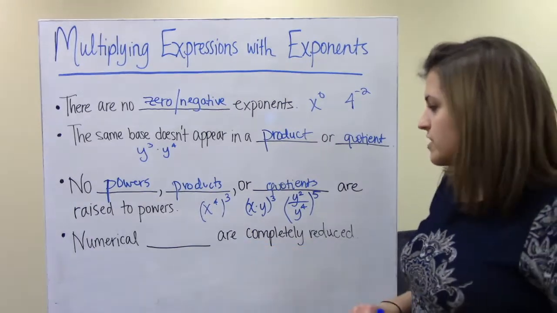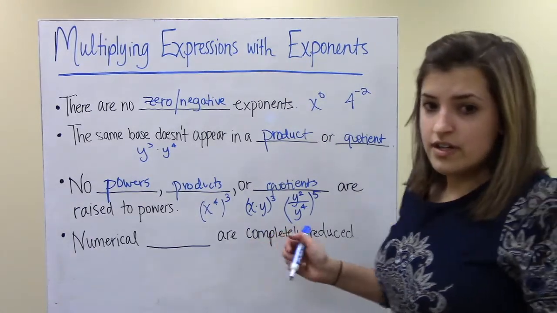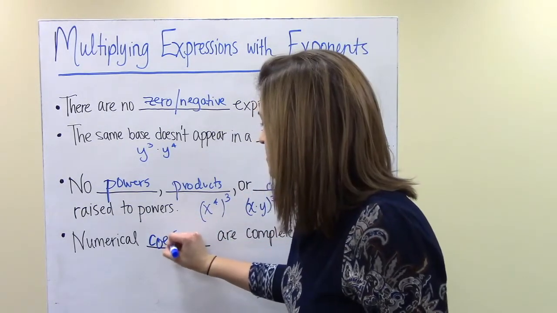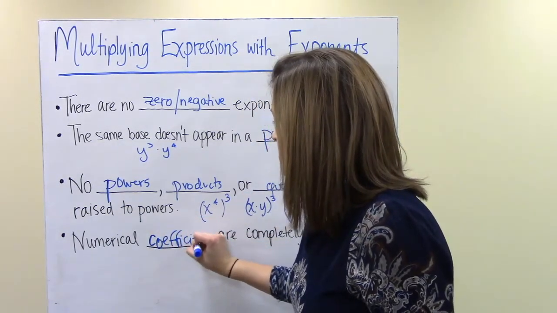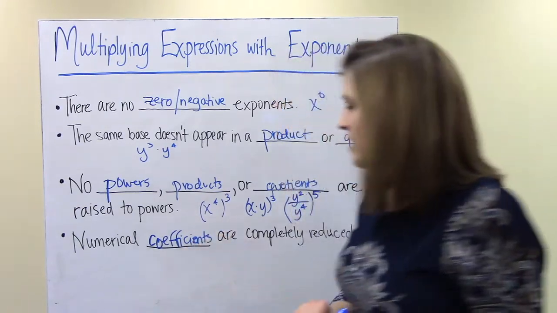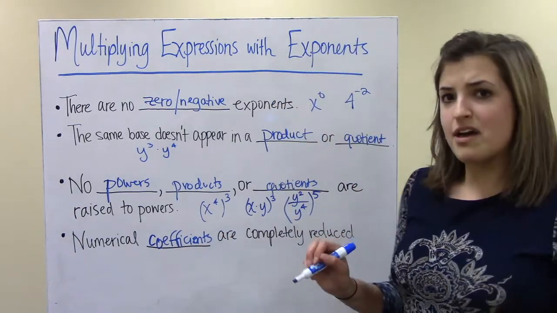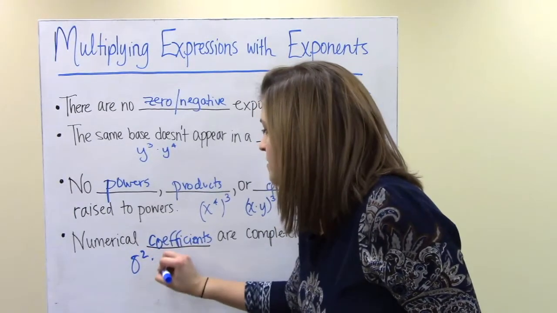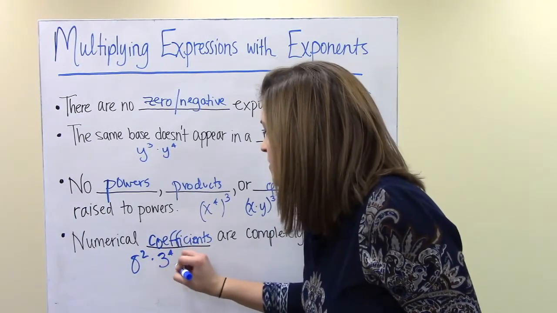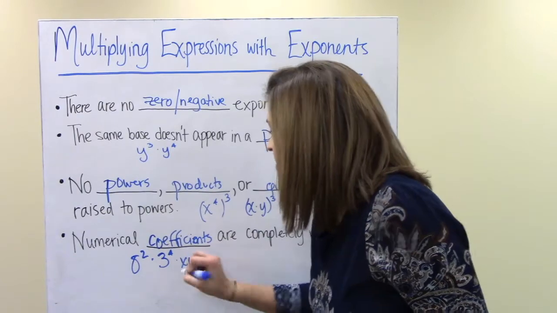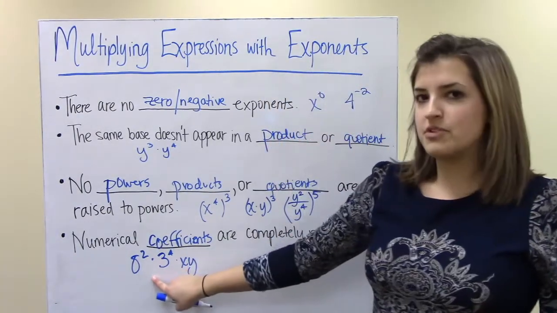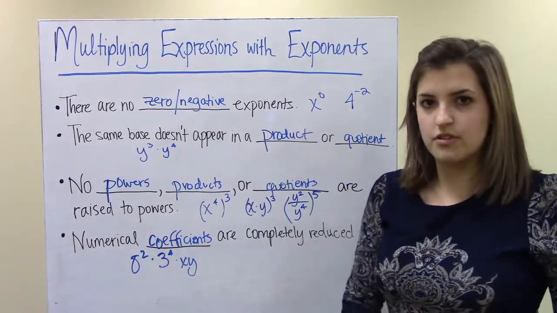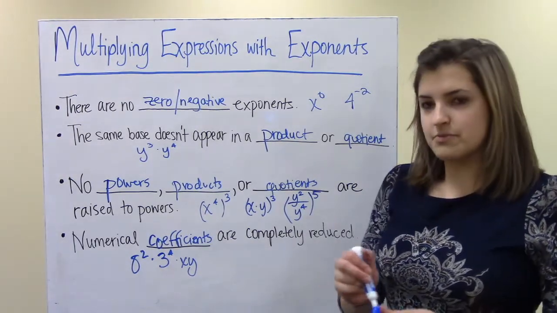And our fourth rule is that numerical coefficients are completely reduced. And what that looks like is if we have something like 8 squared times 3 to the 4th times xy, I want those two numbers to be one number. I don't want to leave them as 8 squared and 3 to the 4th. But we'll see what that looks like. Let's do some examples.